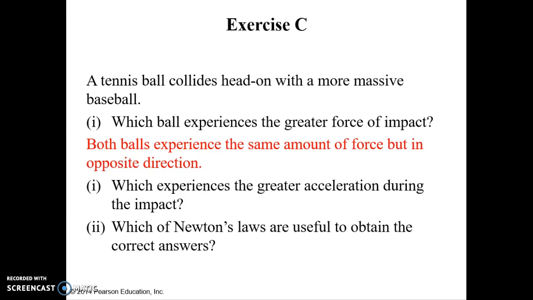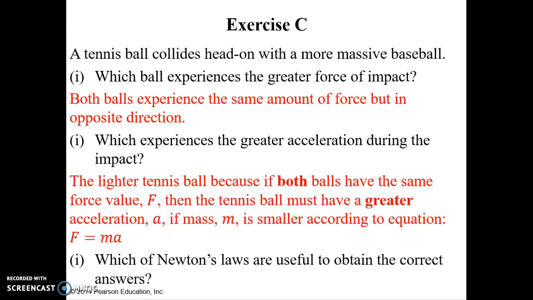Now, which experiences the greater acceleration during the impact? The lighter tennis ball, because if both balls have the same force value, which is F, then the tennis ball must have a greater acceleration, which is a, if the mass, which is m, is smaller according to the equation F equals ma. Now, which of Newton's laws are useful to attain the correct answers? I would say mainly Newton's third law, but we also apply Newton's second law.